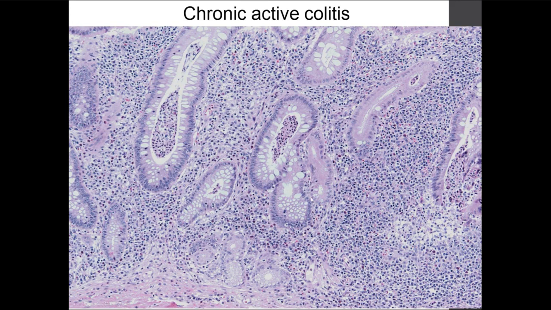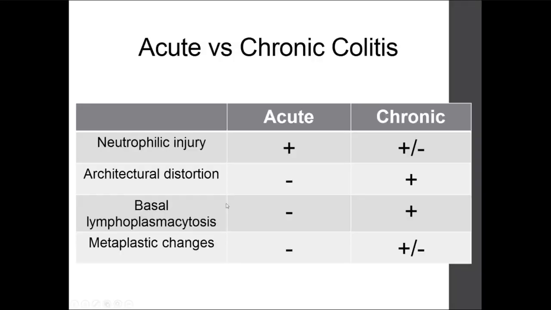In some cases, we see features of both. We have features of chronicity, because we have architectural distortion, pyloric gland metaplasia, basal lymphoplasmacytosis, but also acute features of cryptitis. So these are the cases of chronic active colitis. Although we see this very commonly in the setting of IBD, there are many other things in the non-IBD spectrum that can present this way. So it's more of a pattern of injury and not disease specific.